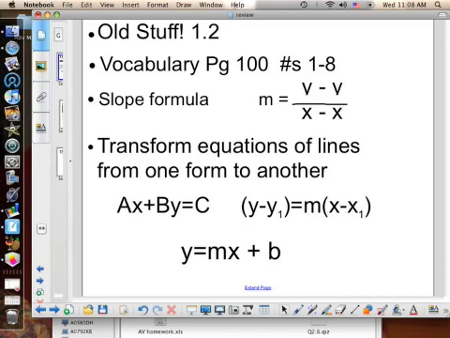That's all it is. If I give you something in point-slope form and tell you to put it in standard form, you need to be able to do that.